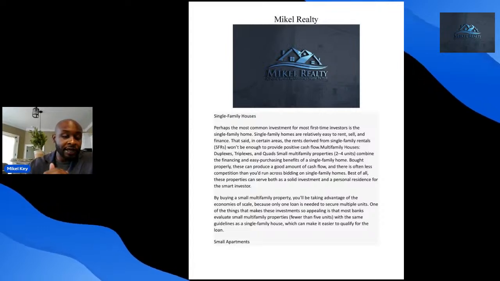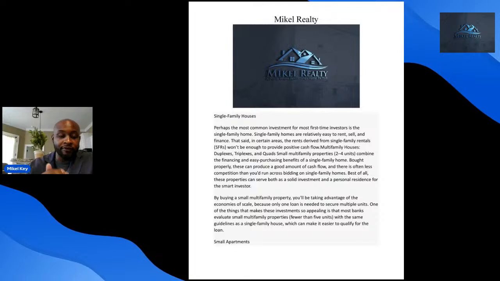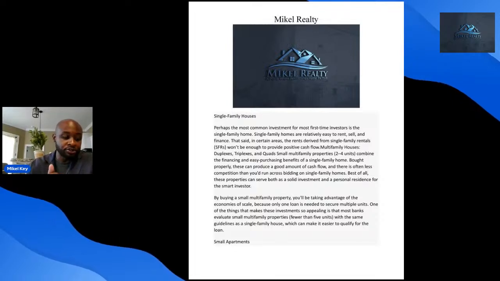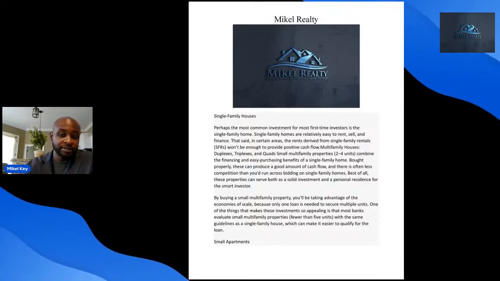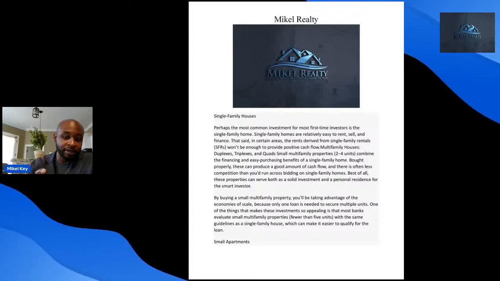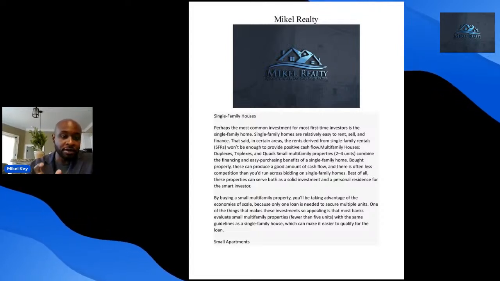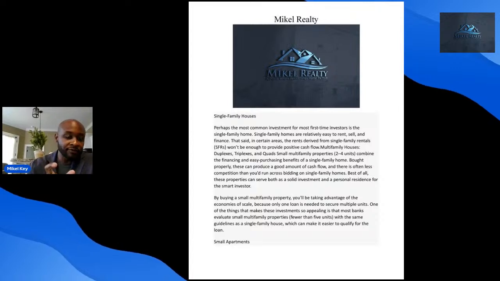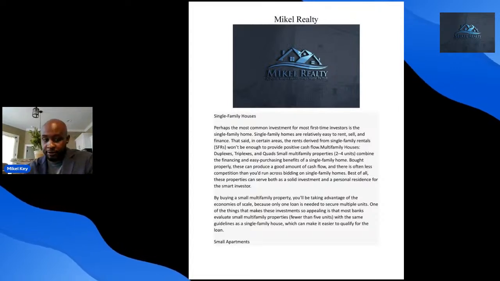Okay. And the advantage of residential housing is it qualifies for government funding, which means that you can use 3 to 5% down to buy as long as you live in one. So single family houses are a very good investment for first time investors. Okay. You can house hack, live in one side of a duplex, rent the other one out.